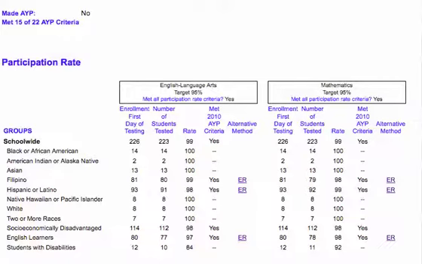The first one will be participation rate. Then we'll look at the annual measurable objectives. This is the academic portion for language arts and math. And then finally, the graduation rate is one of the areas that schools have to meet.